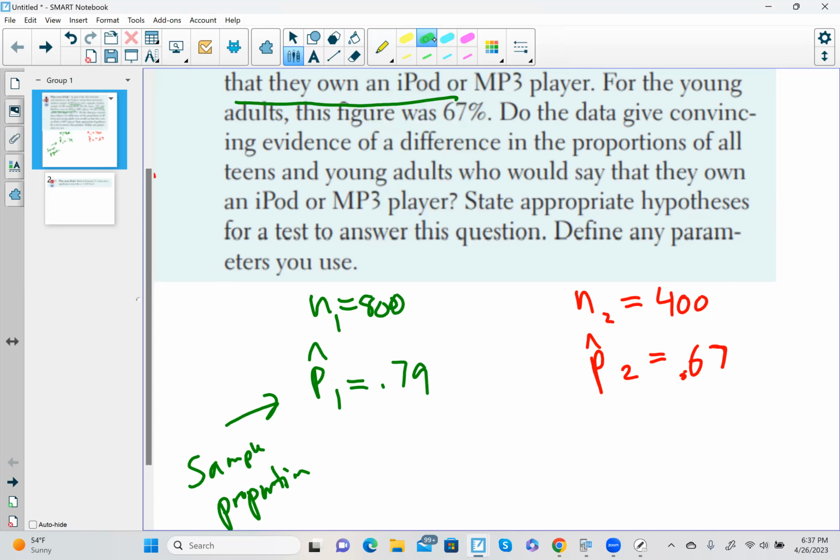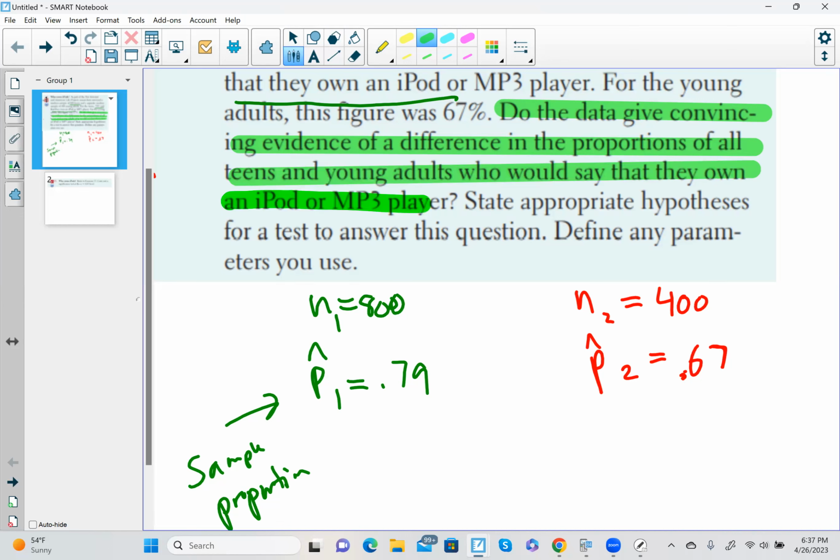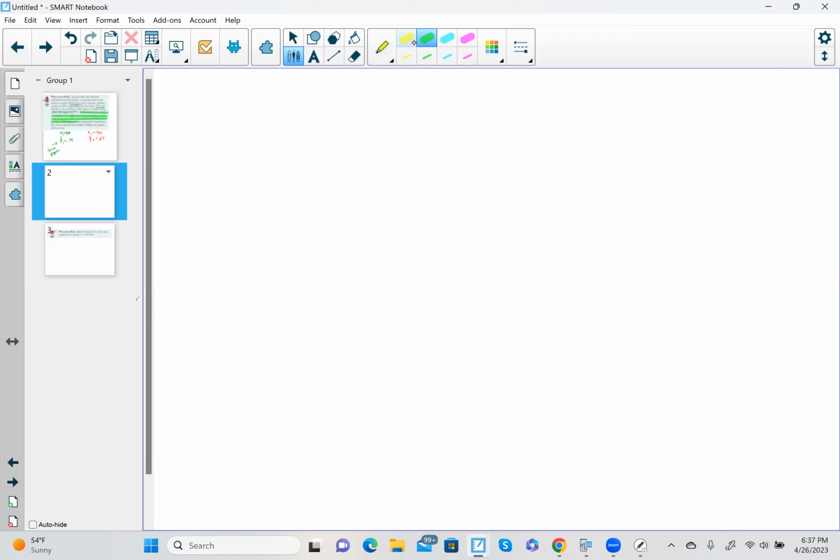It says here, do the data give convincing evidence of a difference in the proportions of all teens and young adults who would say they own an iPod or MP3 player? Right? So whenever you see those words in statistics, do the data give convincing evidence, that's letting you know that you have to do a significance test. So we need to write our hypotheses first. So let's do that on a new page. Here's what we're going to do.